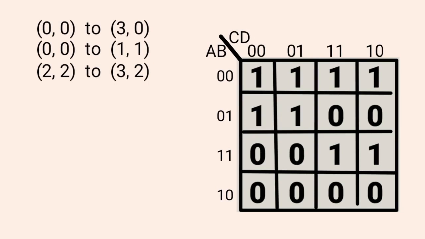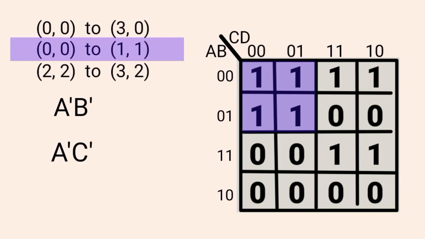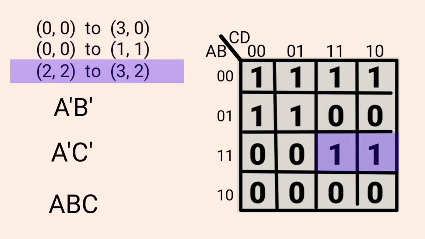Now we traverse through the islands. We go to the first island. Here A and B both are 0, so A0 and B0. At C and D both are changing, so we remove them. Here A and C are 0, but B and D are changing, so A0, C0. In the last one, A, B, C are all 1, so we write ABC. Now we add a plus sign in between. This is our simplified Boolean function.